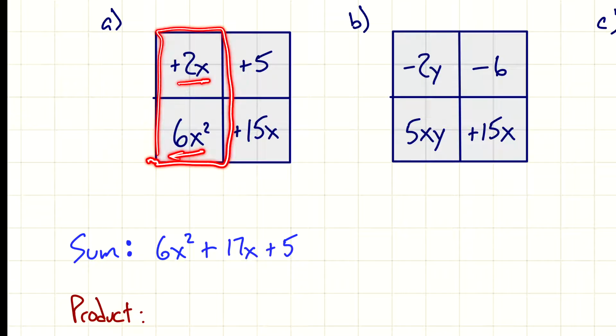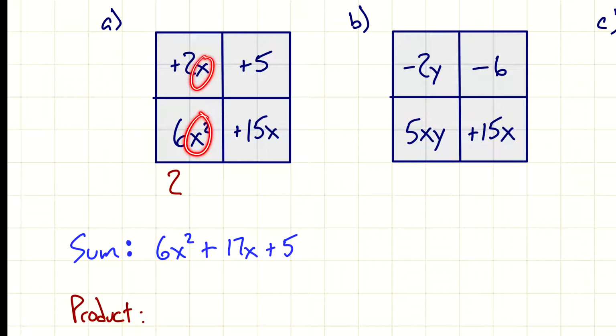Well, 6 goes into 6, but 6 does not go into 2. So that's not going to work. But I notice 2 does go into 2 and 2 goes into 6. So then I could say, well, I think a 2 goes on the outside. And you should notice that they both have an x. So this one has one x, and this one actually has two of them. So they do have an x in common. So I'm going to put an x outside here.